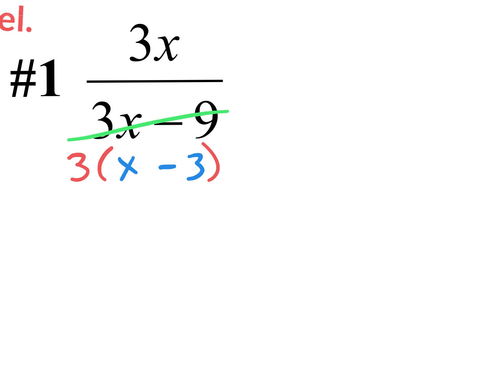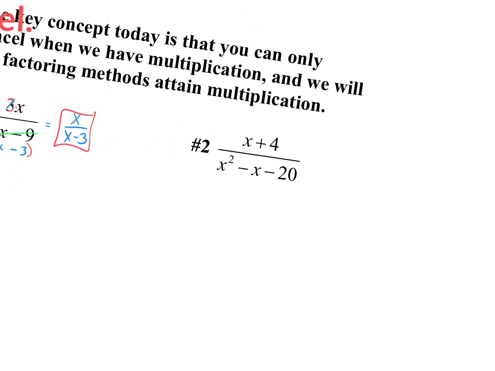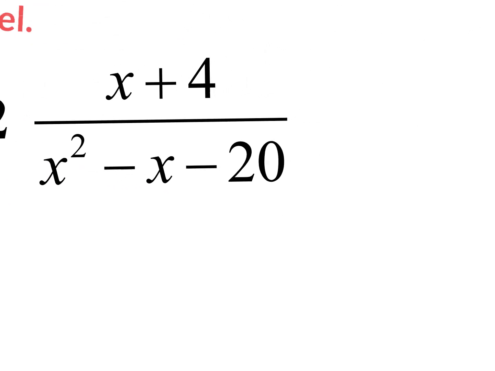And now you could look, what's on top? On top you have 3 times x. And on the bottom you also have 3 times a binomial, right? So you could now cancel the 3 with the 3 because of the multiplication. What's left over? There's an x up on top, and there's an x minus 3 on the bottom. And you cannot cancel that x with that x. Why not? Because there's a minus sign. You need pure multiplication. That is your answer. Okay, pretty simple.